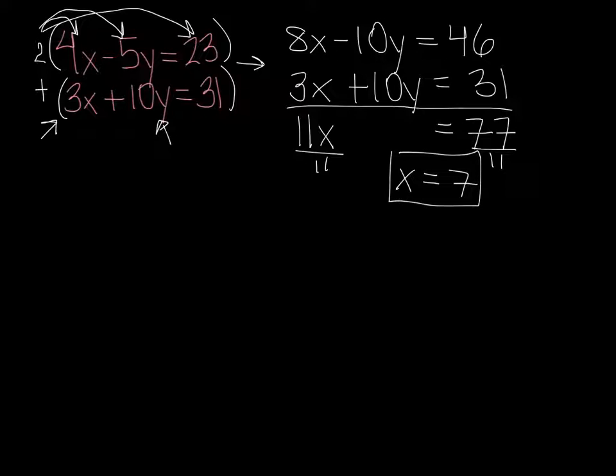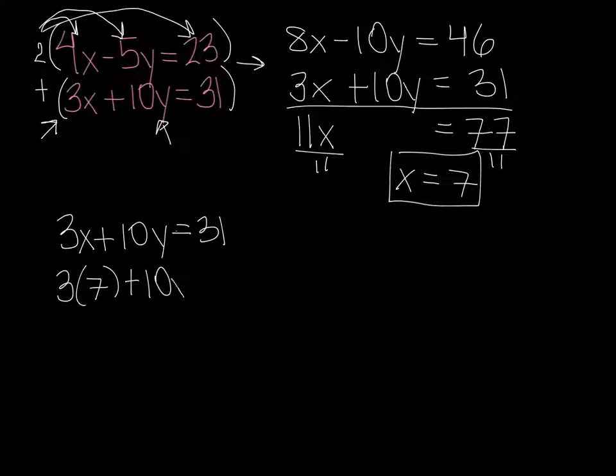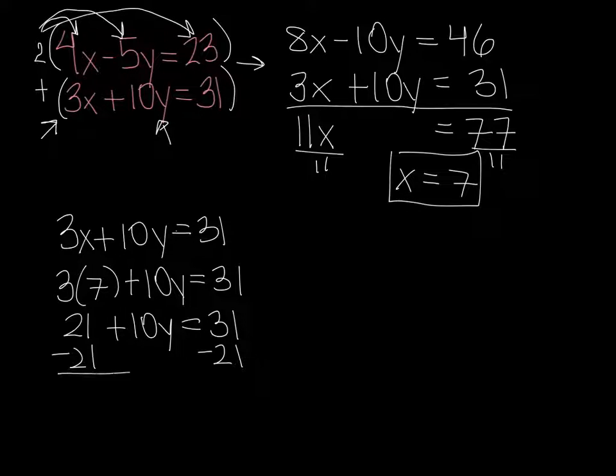And you know the drill. Go back to the original, and I'm going to pick 3x plus 10y equals 31, and I'm going to substitute x for 7. So 3 times 7 plus 10y equals 31. So now I have 21 plus 10y. Wow, this is going to work out nice, isn't it? And now I subtract 21 from both sides. So now I have 10y equals 10. Woohoo! y equals 1. There we go.